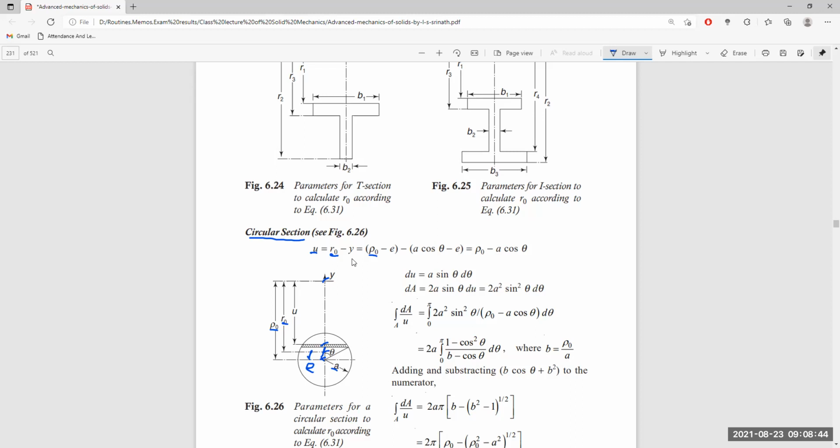So a cos theta minus e is the distance y itself, and u as per definition is r0 minus y, so rho 0 minus e minus a cos theta minus e. So it actually becomes rho 0 minus a cos theta. Rho 0 means the distance from here to the point of the center of gyration, that is the center of bending, and rho 0 is the position of the central axis, from which we have to subtract a cos theta, a into cos theta, which is the distance from here to here itself.